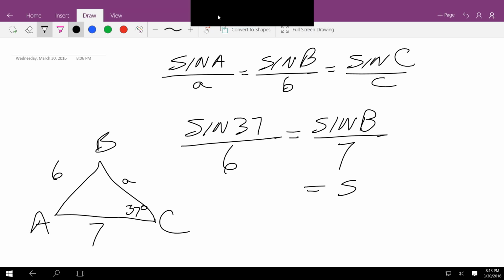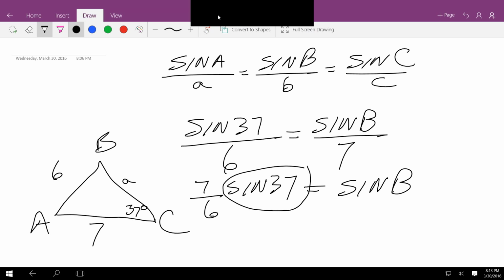So I've got the sine of B is equal to 7/6 sine of 37. And it's sine, not sin. You get a lot of students that want to pronounce it sin because that's what it looks like, it is sin, but it's pronounced sine. Now, this is just a number that you can get out of your calculator. Go ahead and give me what 7/6 times the sine of 37 degrees is.